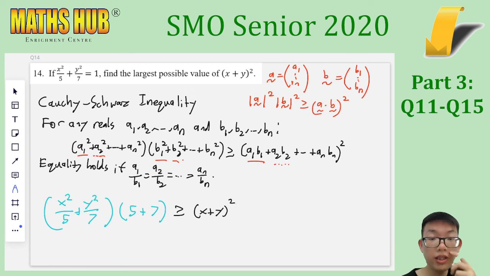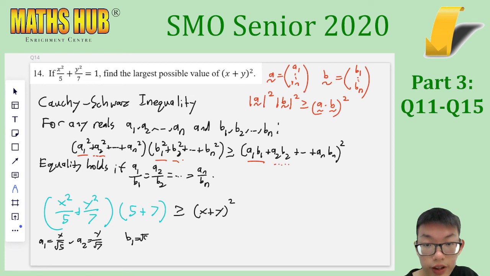Now you may wonder, how exactly did we get from here to here using Cauchy-Schwarz? And the answer is that A1 would be x over root 5, A2 would be y over root 7, B1 would be root 5, and B2 would be root 7.